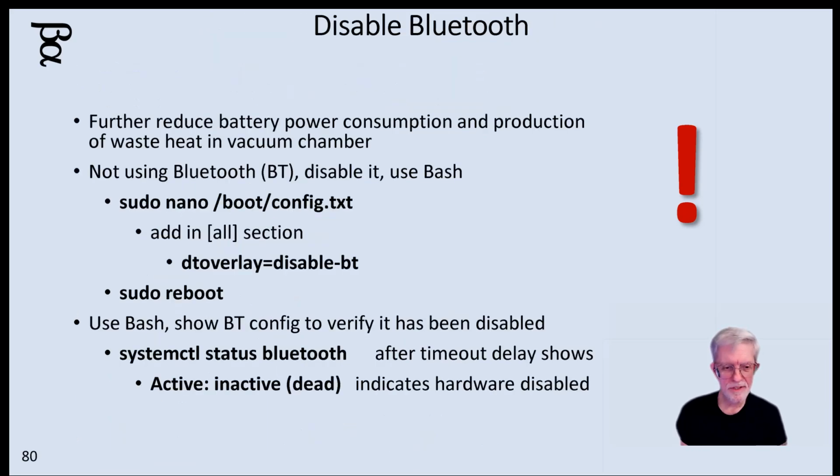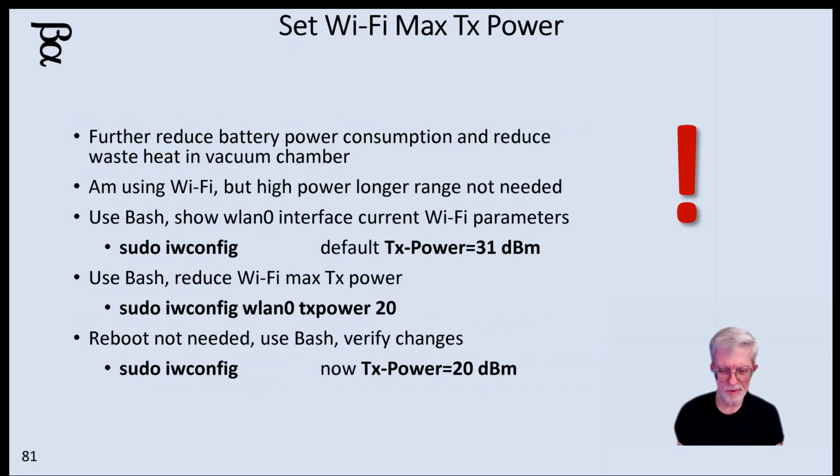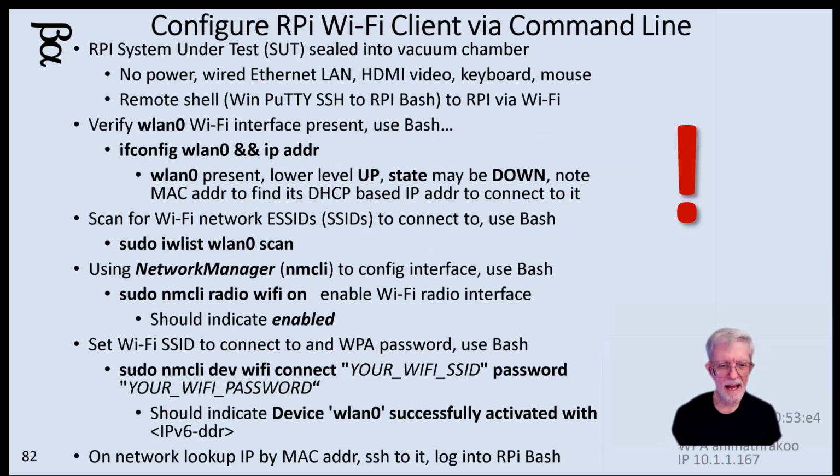And since I don't need Bluetooth, I turned off the Bluetooth. That's wireless communication that I didn't need, and I'll show how to verify that it's actually turned off. And then how to set the transmit power of the Wi-Fi interface from 31 dBm down to 20 dBm, and how to confirm that.